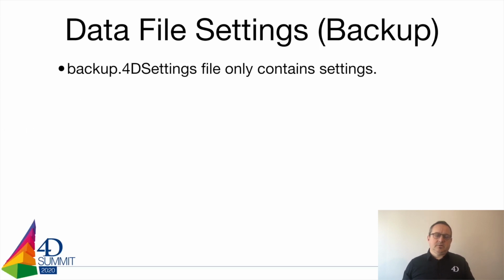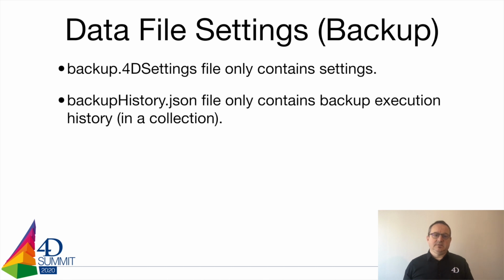There are some changes about the backup, because in former versions the backup.xml file contained the settings and the history of the backups. From now there are two files. The backup.4DSettings file only contains settings, and now you have a backup history JSON file which will contain only the execution history in a collection. Each item of the collection is a backup. It's a better way to separate this information.